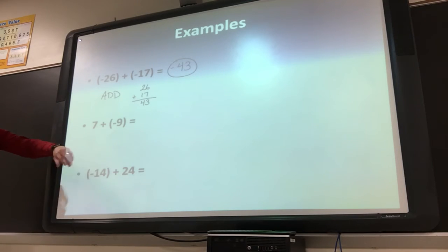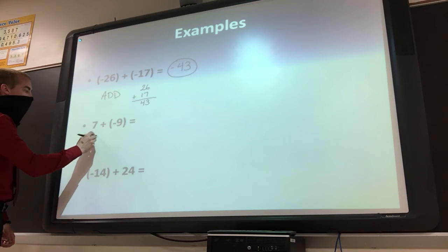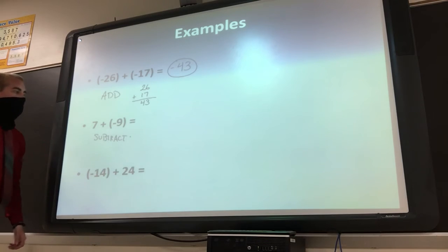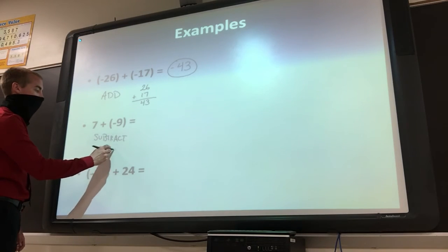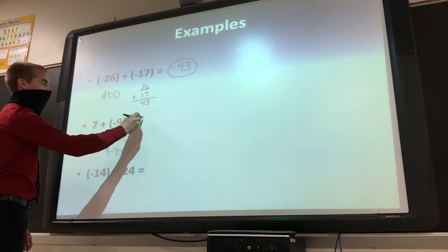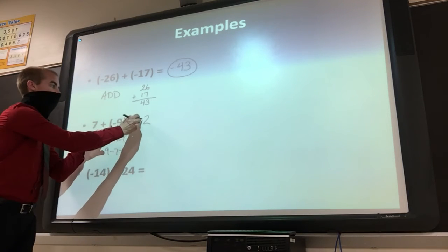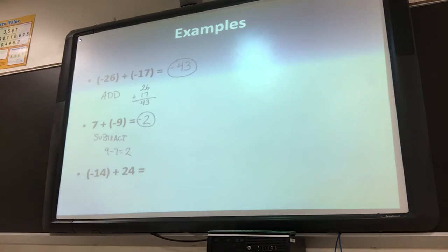Okay, so let's look at our second one. 7 plus negative 9. They have different signs. 7 is positive, 9 is negative. So we're going to subtract. So 9 minus 7 is 2. Now we got to figure out, is it positive 2 or negative 2? Look at the bigger number. 9 is the bigger number. 9 is negative. So 2 is negative.